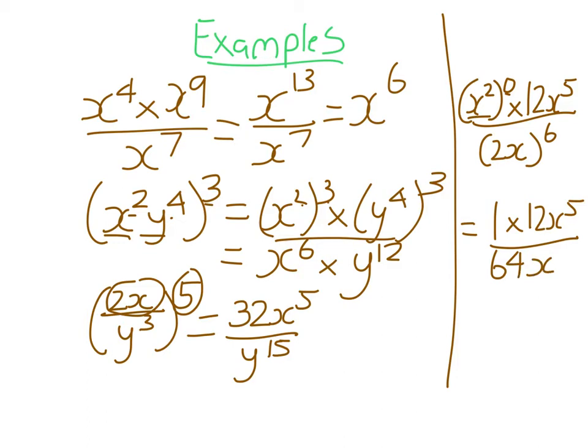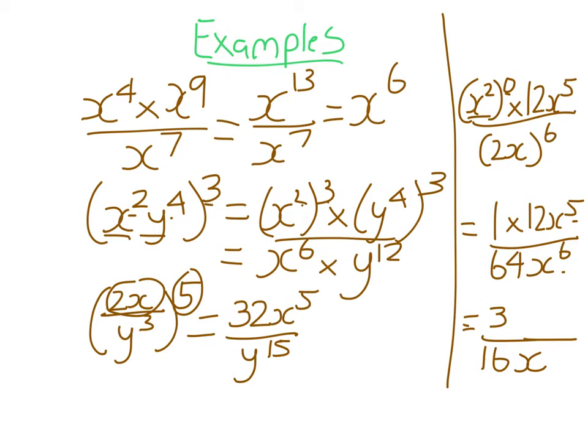X to the power of 6 is, of course, x to the power of 6. So 12 over 64, I can simplify that. Use your calculator if you're not sure how to do it. So that just is 3 over 16. And x to the power of 5 divided by x to the power of 6. Because there's one more x on the bottom, I put an x on the bottom. And there I have my answer.